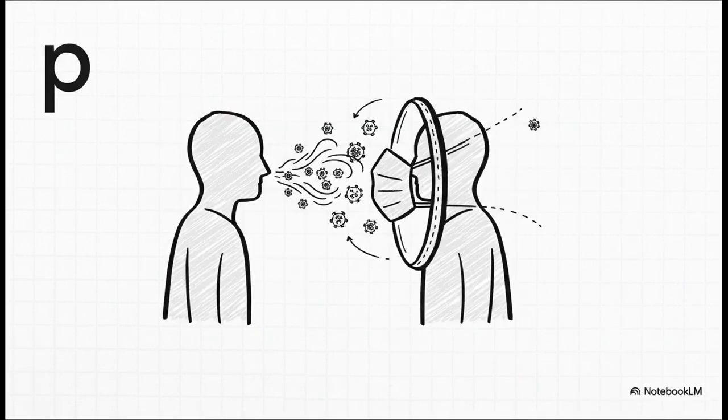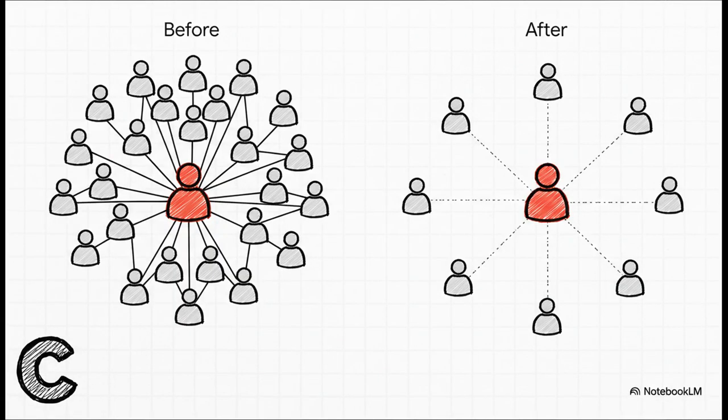Let's break it down. First up, we have P. That stands for the probability of transmission if you come into contact with a sick person. This is really all about the germ itself. How naturally contagious is it? So for an airborne virus, wearing a mask is a direct attack on P because you're physically blocking the particles from getting through.